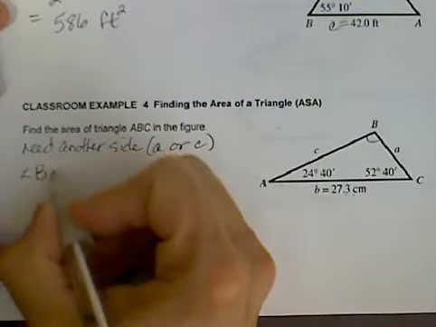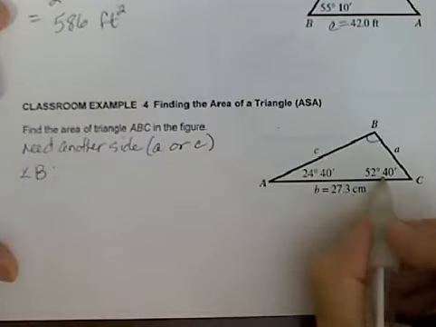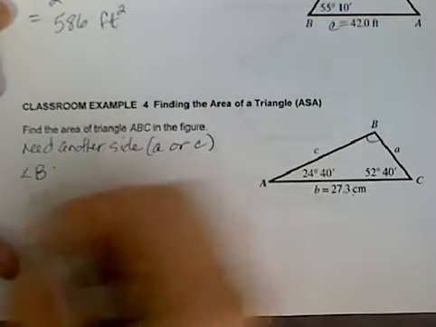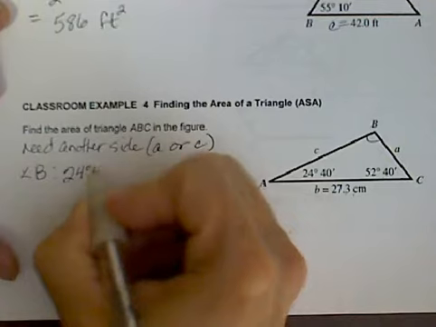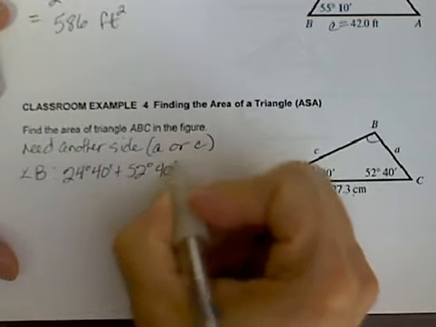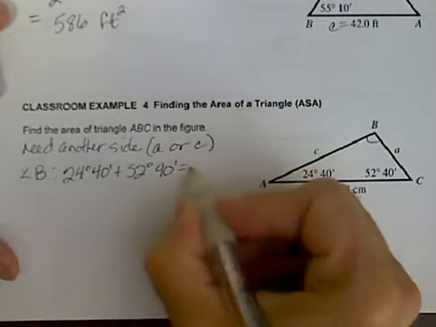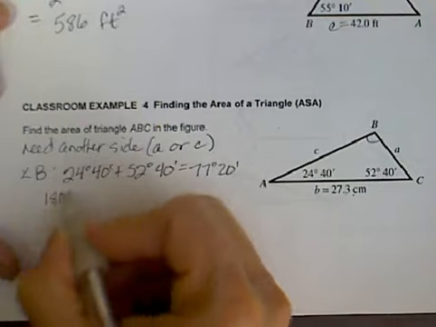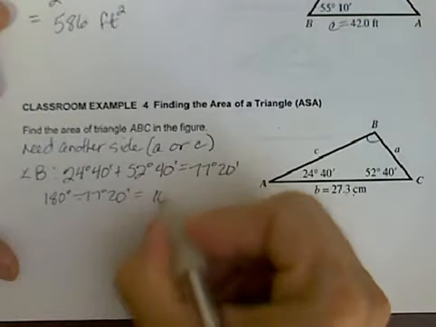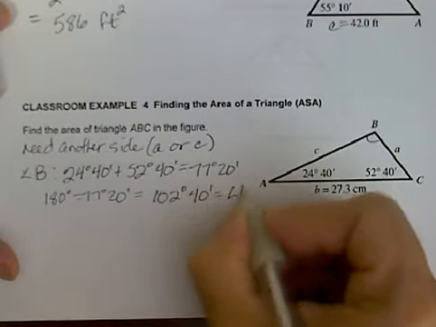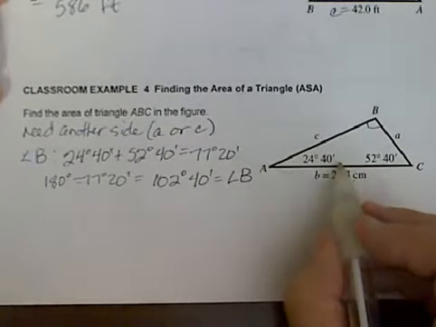For angle B, we're going to take these two angles and add them together. Again, you can do this with your calculator using that angle menu to get degrees and minutes. So if we take 24 degrees 40 minutes plus 52 degrees 40 minutes, that adds up to 77 degrees 20 minutes. Then we're going to subtract that from 180, which is going to give us 102 degrees 40 minutes, and that's our angle B. Now we can set up our law of sines.